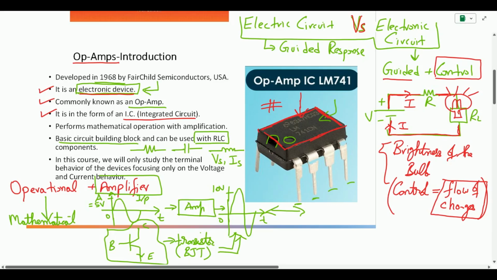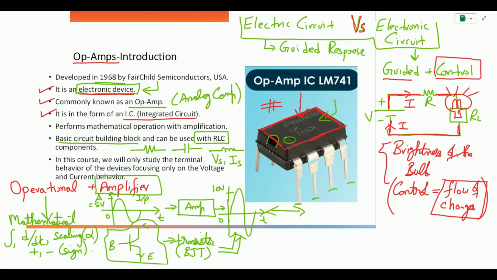When the first op amp was created, it was created to be used with the analog computers of that era, and the idea was how can we increase the computational power of this analog computer, and hence the mathematical operations can be performed by the op amp. The notable operations are that it can do integration, differentiation, and scaling, which means we can increase the signal by a factor of alpha. It can also do addition, subtraction, or, as we normally say, change the sign of the signal. So these are the basic operations that an op amp can do along with the amplification, and hence this device is more versatile compared to a simple basic amplifier.